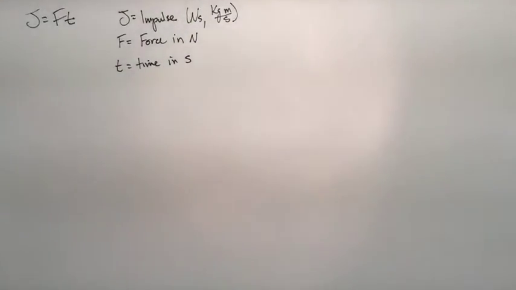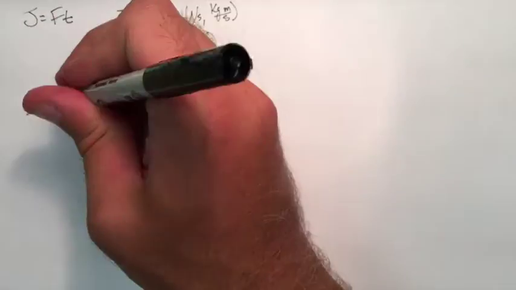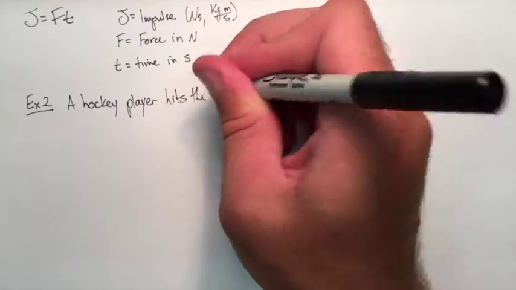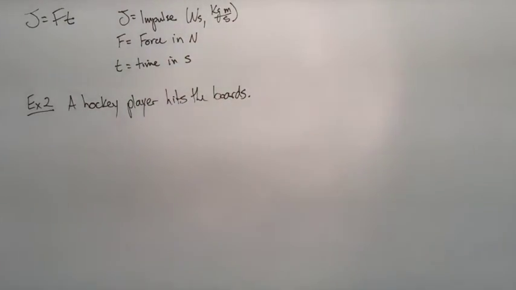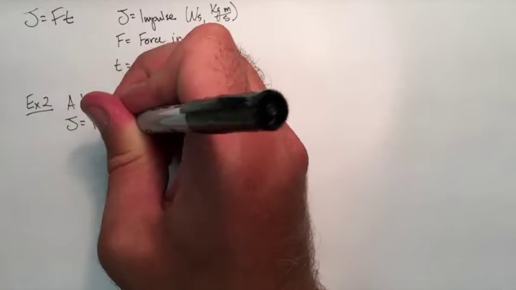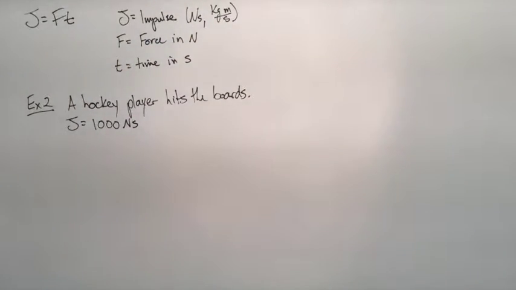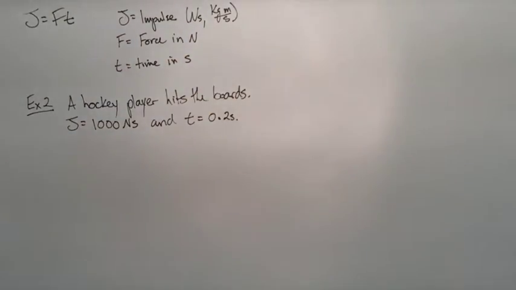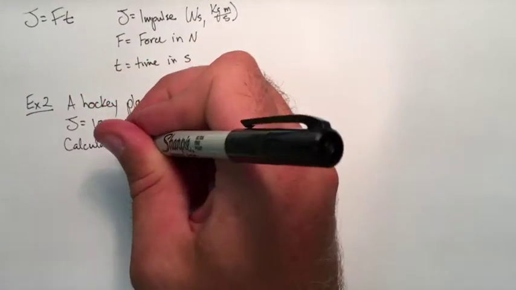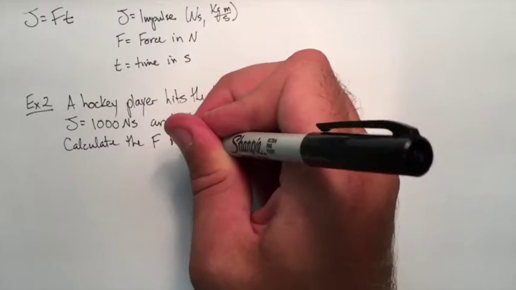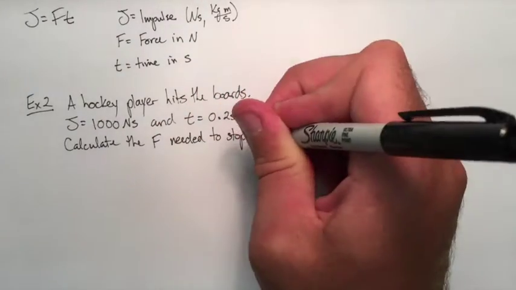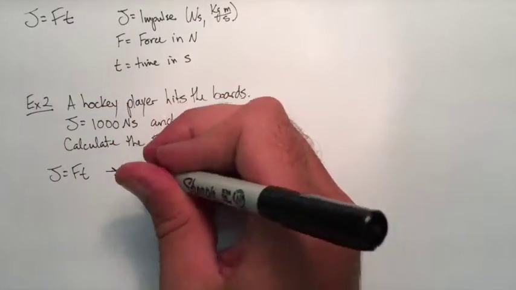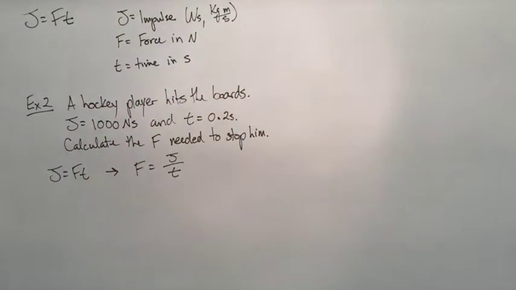So let's use this as an example here to see exactly what we're dealing with. Let's say a hockey player is going for a body check and he misses his body check and he slams into the boards. Here the impulse is going to be about 1,000 Newton seconds, which is reasonable for a 100 kilogram hockey player moving at 10 meters per second. And the time taken to stop him, so he's going at that full speed and then he comes to a stop in 0.2 seconds. Let's calculate the force supplied by the boards to stop that hockey player.